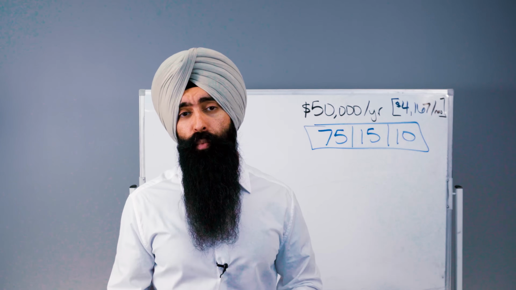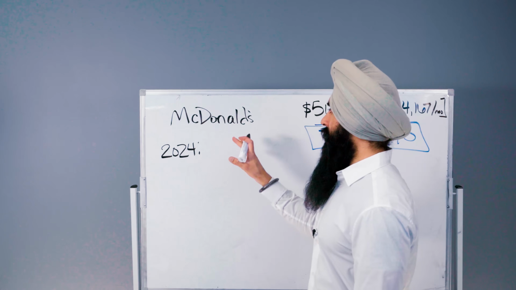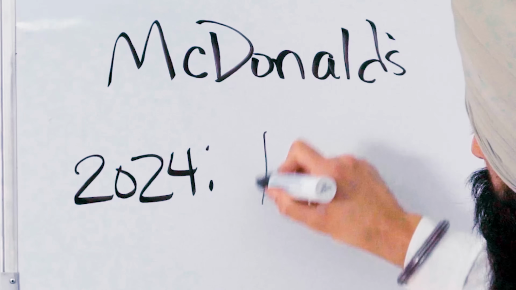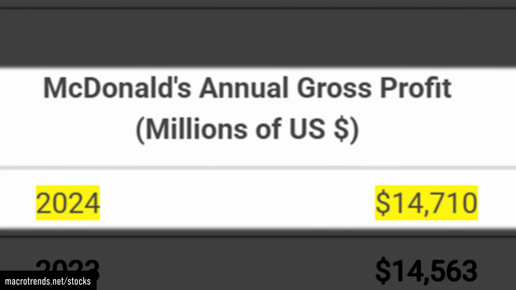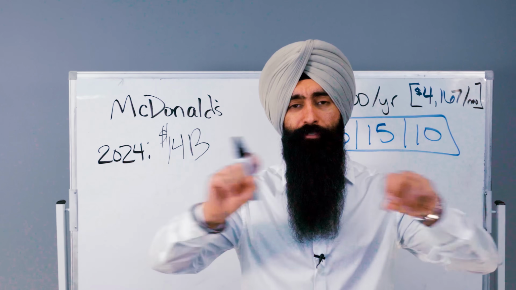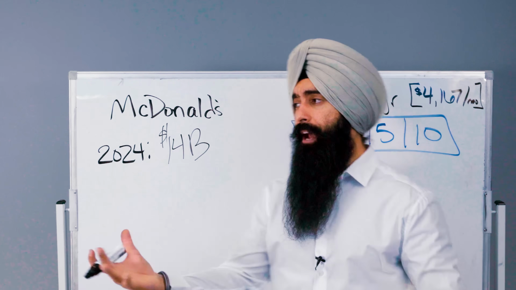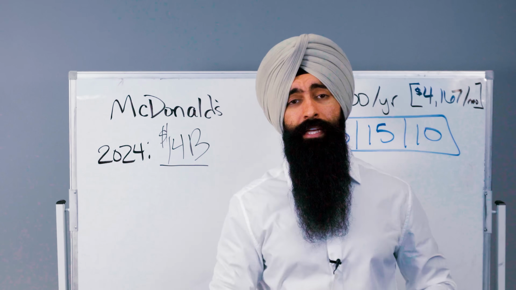Now at this point you might be wondering, why would a company pay out this dividend in the first place? I'll just give you an example. In 2024, McDonald's had about $14 billion of profit. This was extra money in their bank account after paying for all their expenses, paying for all their employees, paying for all their burgers. Now, when they have this extra $14 billion in their bank account, there's 3 things that they can do with this money.